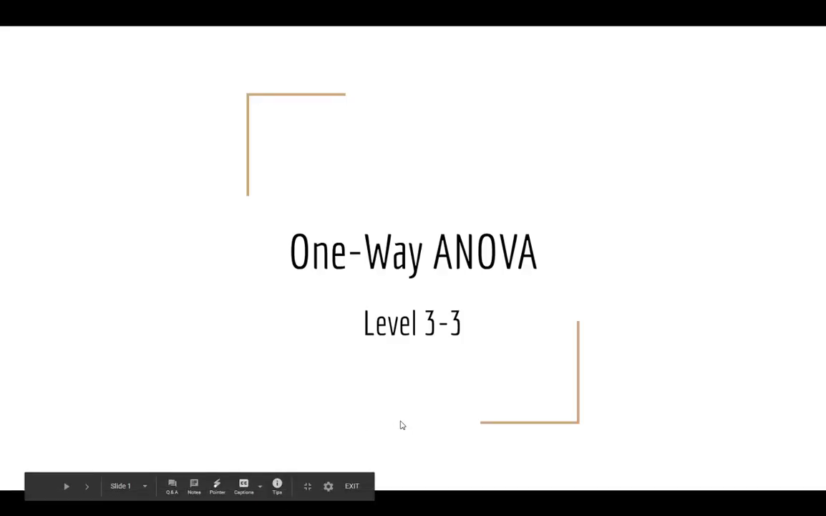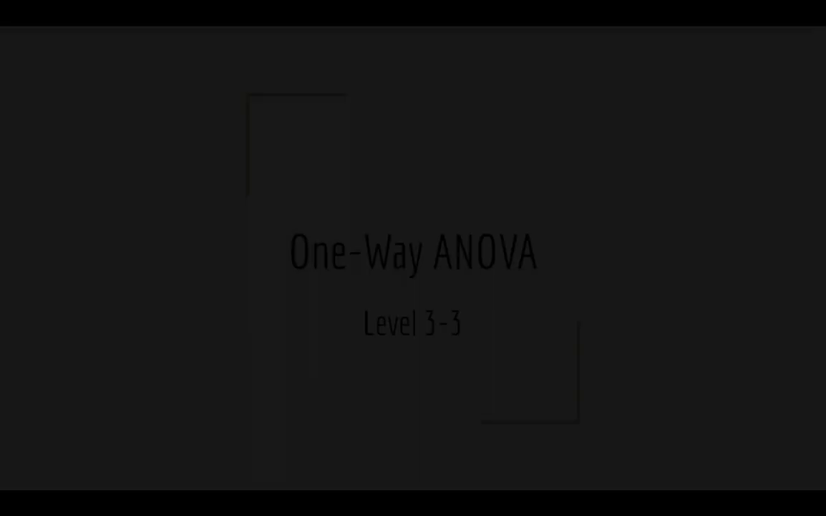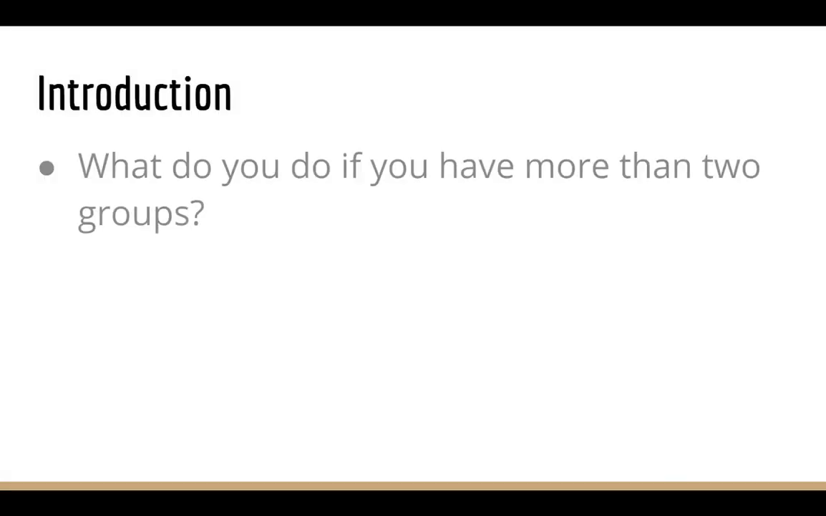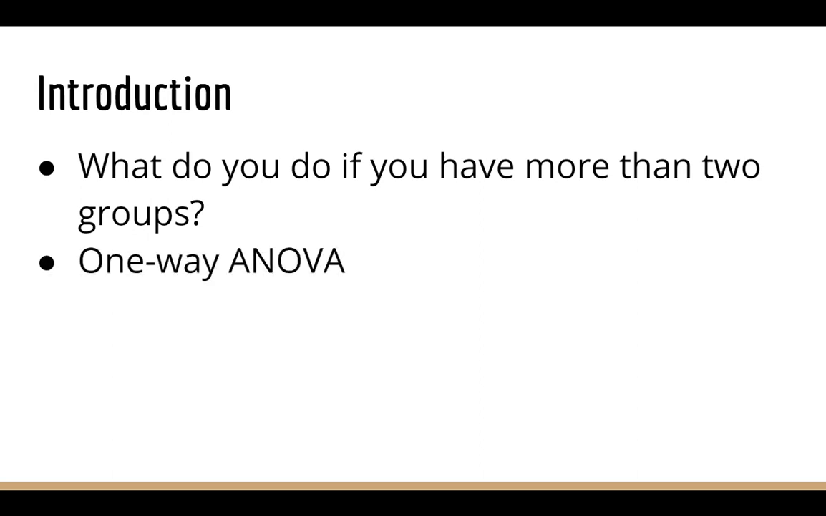Okay, we are going to talk about the one-way ANOVA. To introduce this, what do you do if you have more than two groups? When we just had two groups, we had a t-test. In a situation where we have more than two groups, we can't use a t-test anymore. So now we have to use what's called a one-way ANOVA.